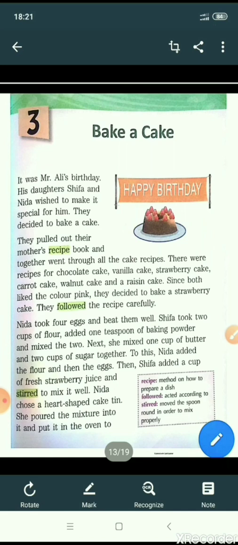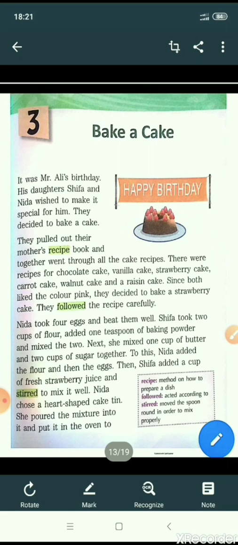In the first paragraph, we come to know that it was Mr. Ali's birthday. Mr. Ali had two daughters, Shifa and Nida, and they wished to make the day special for their father by baking a birthday cake for him. Let's read the next paragraph.